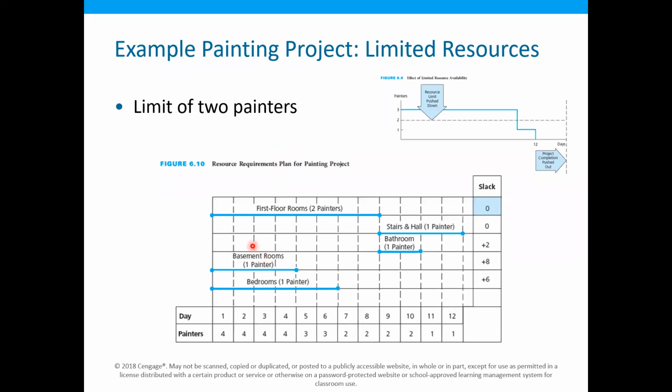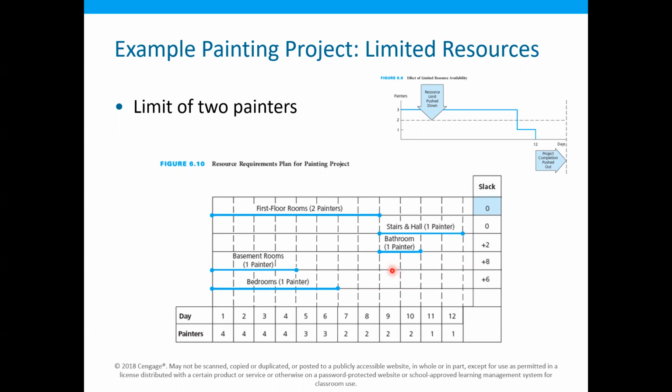Okay, so this means that the painting in the basement room and the painting in the bedroom cannot be started. So these two activities will move from here to here. For example, the basement room will now, instead of starting on the first day, start on day 9. Okay, and then we'll finish on day 12 in this case.